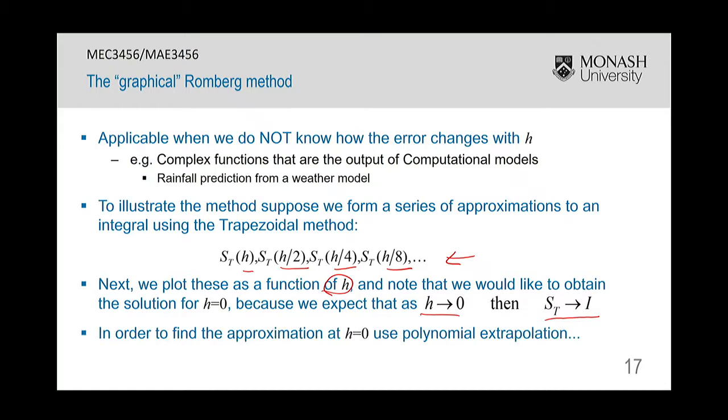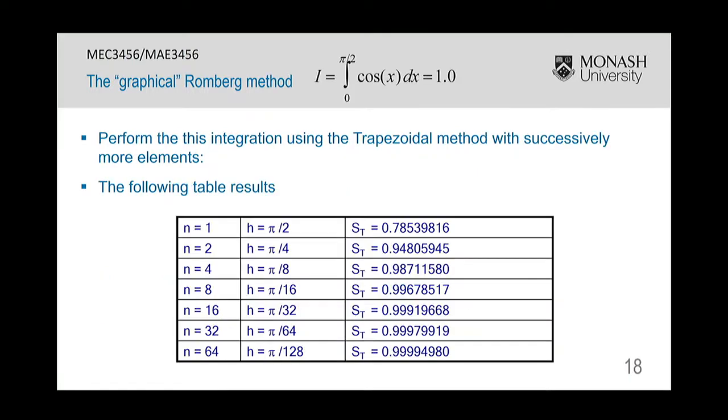So what we're going to do is extrapolate using polynomial extrapolation. Effectively that's polynomial interpolation, but we're going outside the region that we know, and we're going to extrapolate to a step size of h equal to 0. So let's have a bit of a look at this.